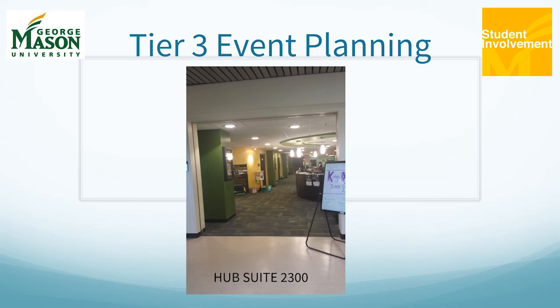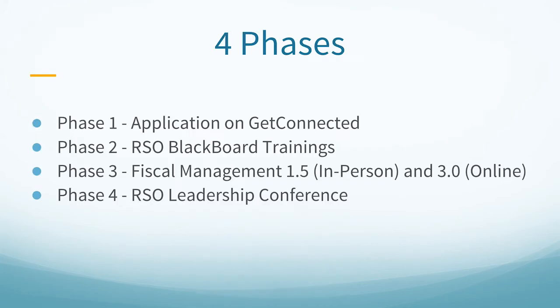If all the requirements are completed for re-registration, there are a variety of ways that a Tier 3 registered student organization can plan a successful event. This video is designed to expose you to a basic process of planning an event for a Tier 3 organization. As an RSO on campus, there are a lot of responsibilities. Student Involvement hopes to help you as much as possible.